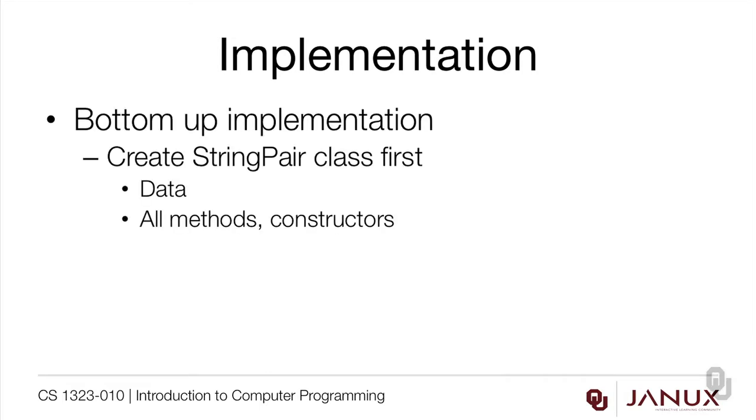Now let's talk a little bit about the implementation. I'm going to do a bottom-up implementation. As I've mentioned, that's one of my favorite ways to do it. That means I'm going to create the string pair class first. We're going to put the data and the method and constructors in. Now, I've put the method headers in just to save us a little bit of time, and I've also Javadocced it for you. These are things that you would normally have to do yourselves. It's not very interesting to watch me do it, so I'm not going to do it in front of you. But let's go to Eclipse and do the critical part of the code implementation.